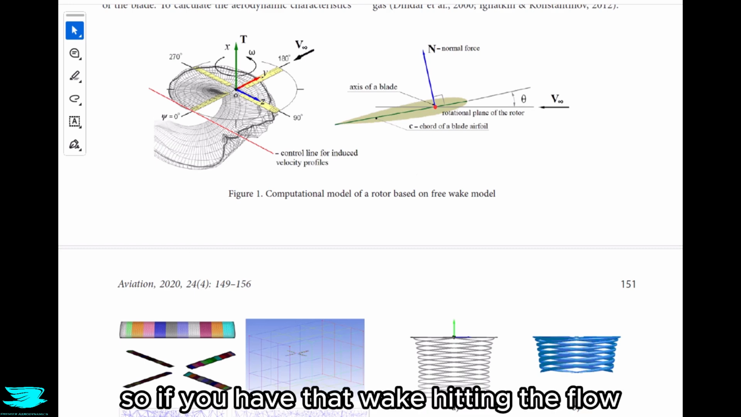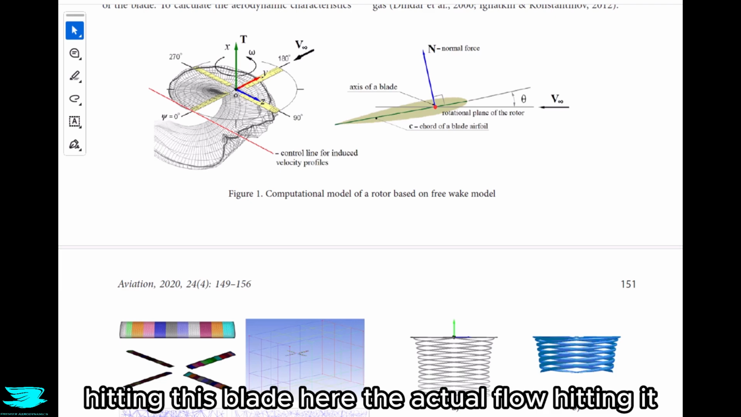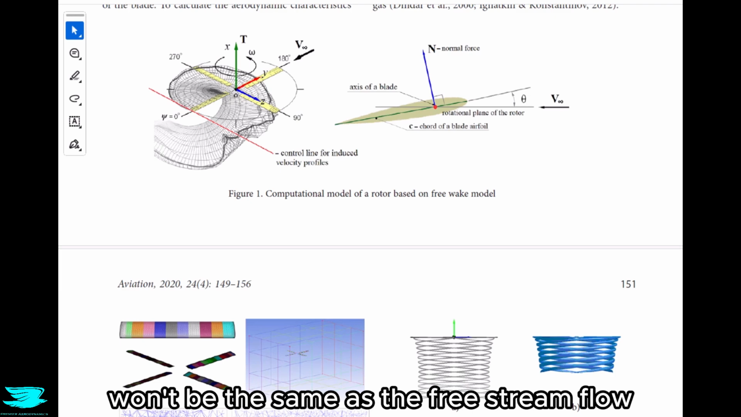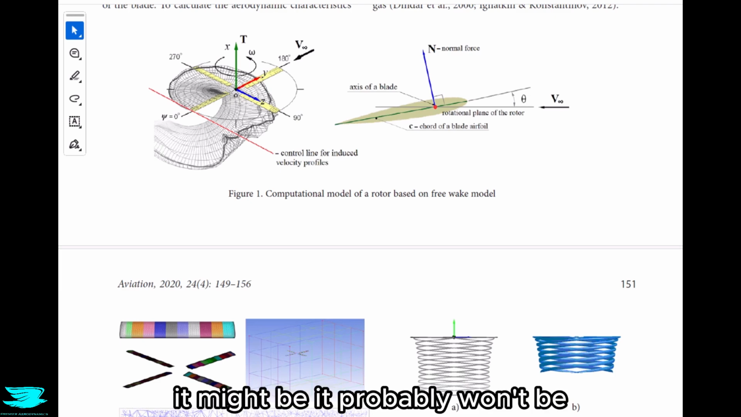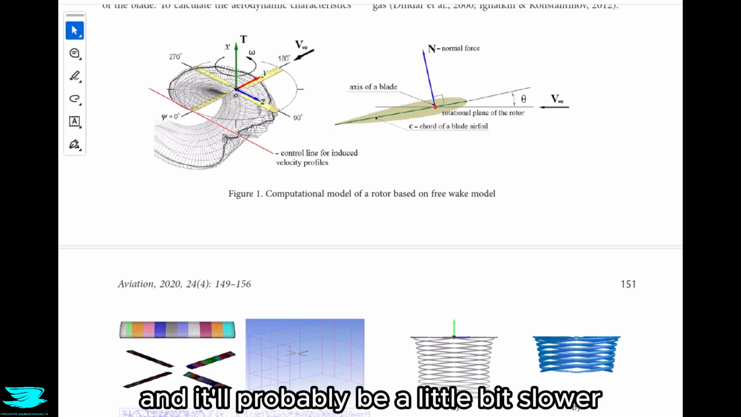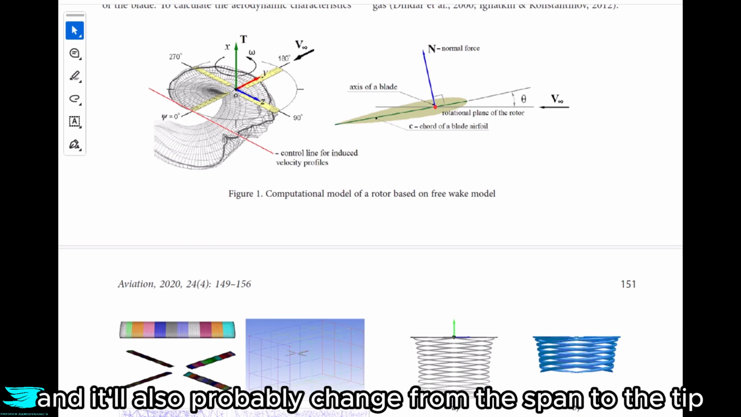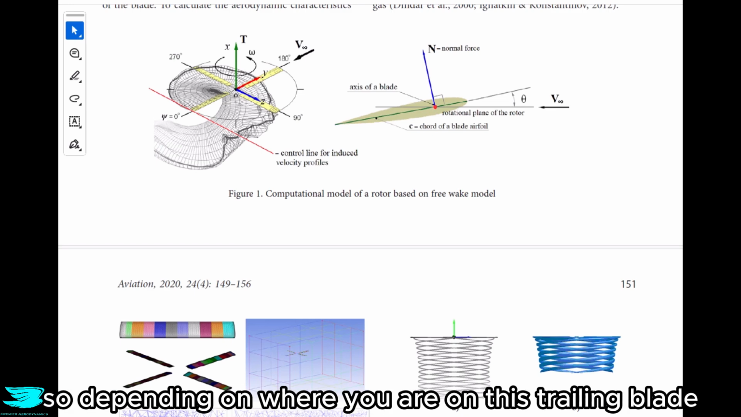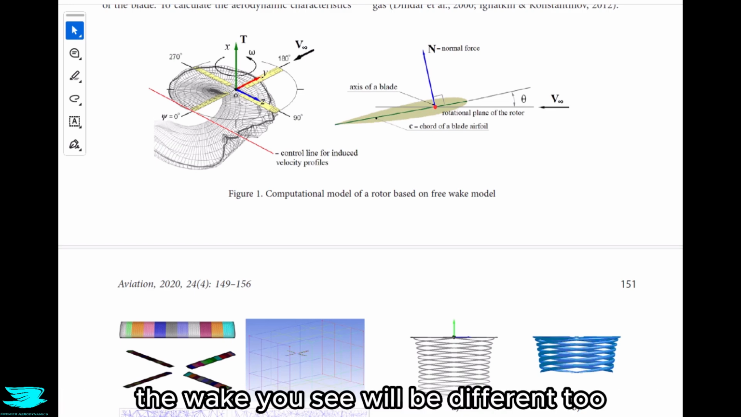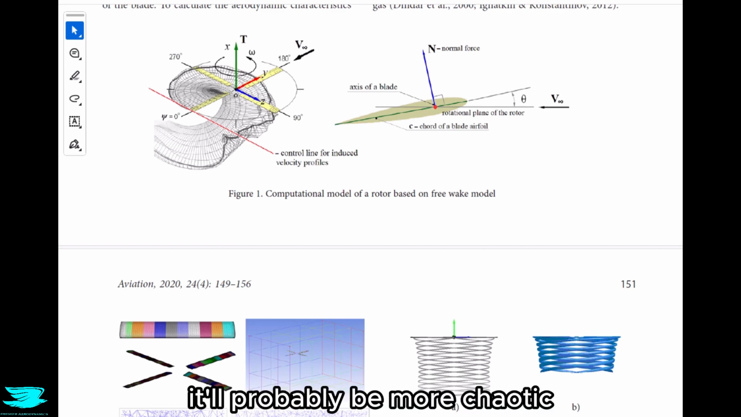So if you have that wake hitting this blade here, the actual flow hitting it won't be the same as the free stream flow. It probably won't be, and it'll probably be a little bit slower, and it'll almost certainly be at a different angle, and it'll also probably change from the span to the tip. So depending on where you are on this trailing blade, the wake you see will be different too. It'll probably be more chaotic.